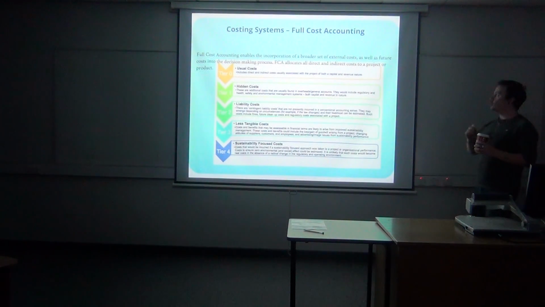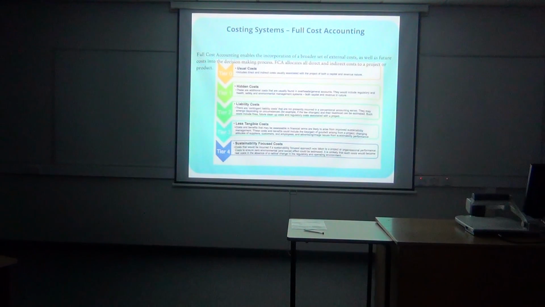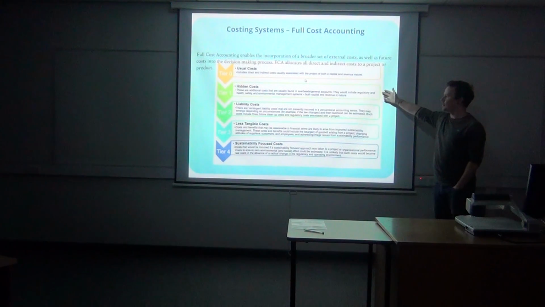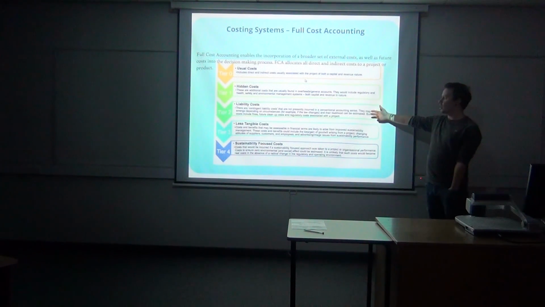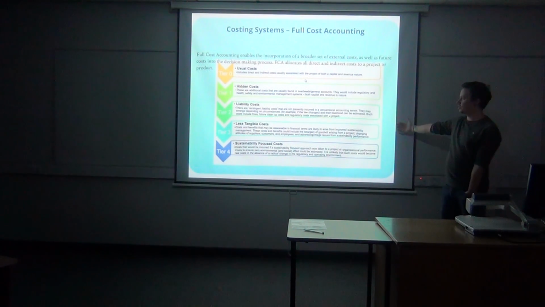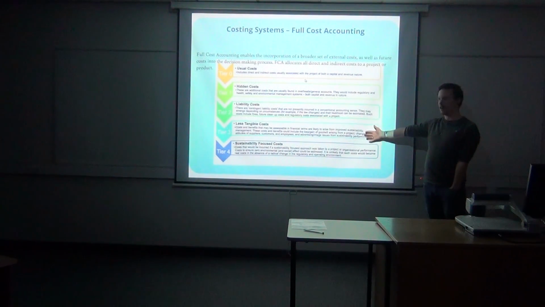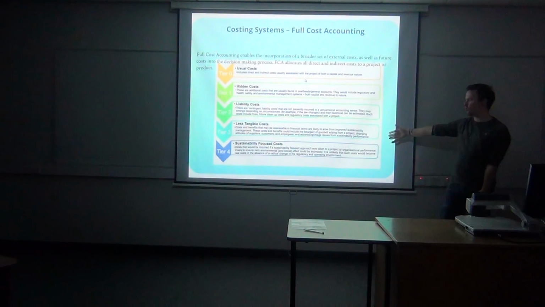And finally, full cost accounting, very similar to ABC accounting. It enables the incorporation of a broader set of external costs as well as future costs into the decision-making processes. So it allocates the usual costs, such as the capital, hidden costs, such as overheads, such as regulatory, health and safety, environmental management systems costs, liability costs, what happens if there's a risk, less tangible costs, such as goodwill from a project. Okay?